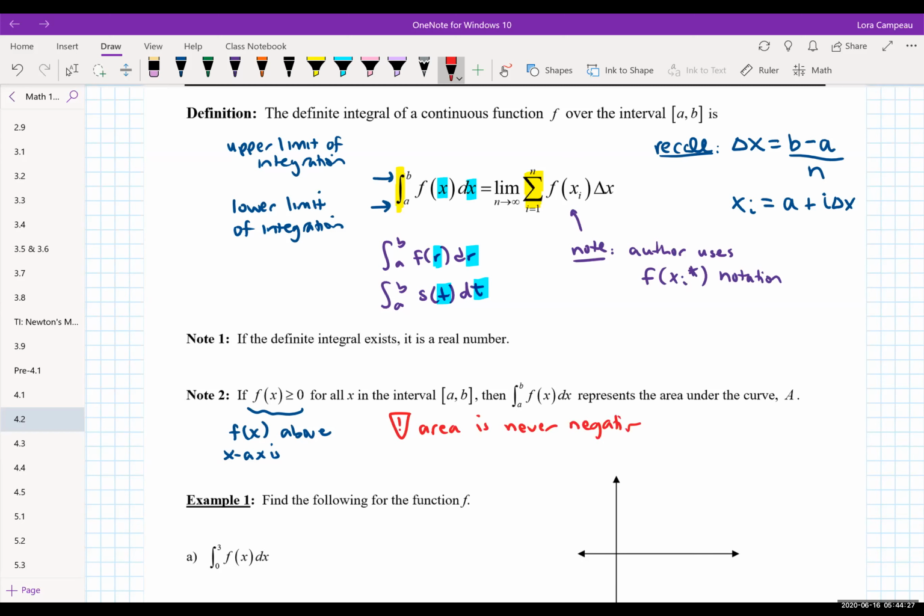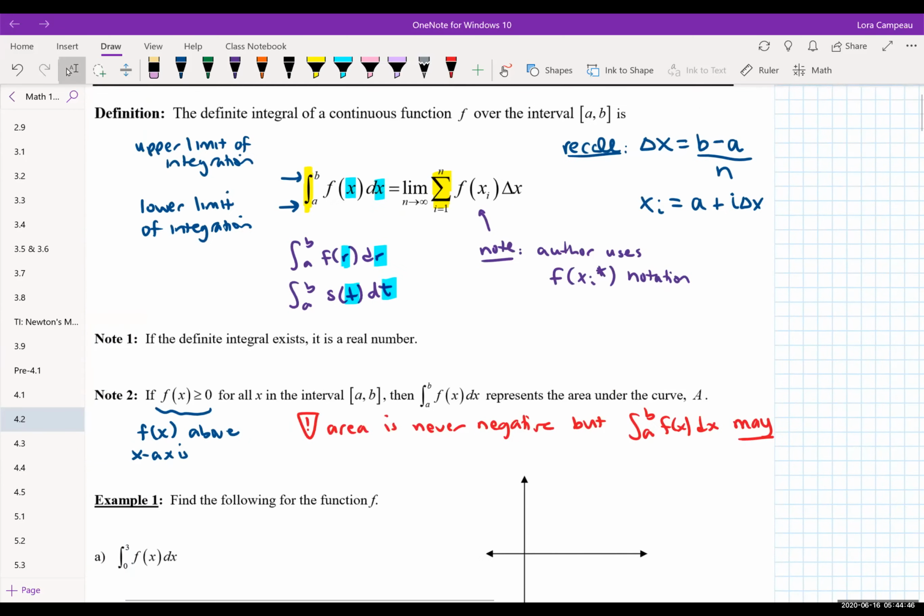already. But a lot of times when they relate the integral to area under the curve, we get a little confused. It's possible that the integral from a to b of f of x dx might be negative. So I'll note that it may be negative.